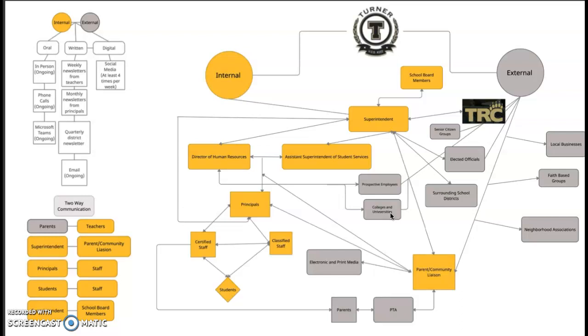So I think that you can see that we're using all of our connections as possible to support the students in Turner.